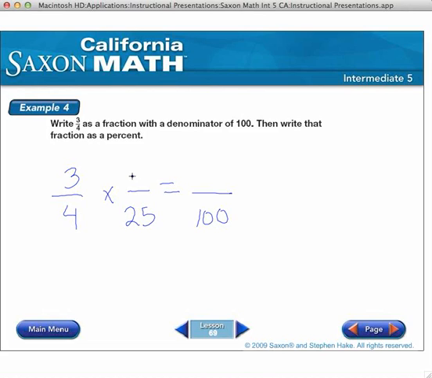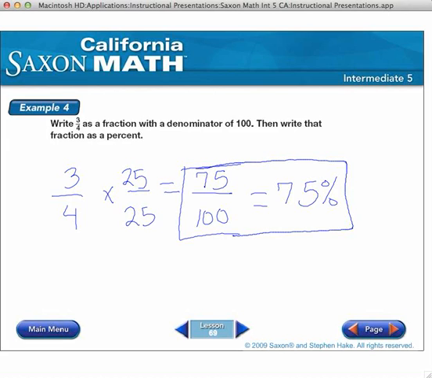Here's my denominator. I make it the same numerator since it's a fraction equivalent to 1. I multiply the numerators. 3 times 25 is 75. So my fraction is 75 over 100, or 75/100ths, which is equal to 75%. Okay, so first I wrote out the problem. I found the denominator, changed it to a fraction equivalent to 1, multiplied the numerator, got my fraction answer, and then converted that to a percent.